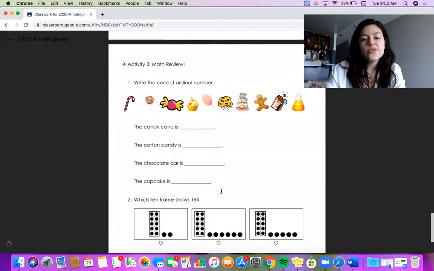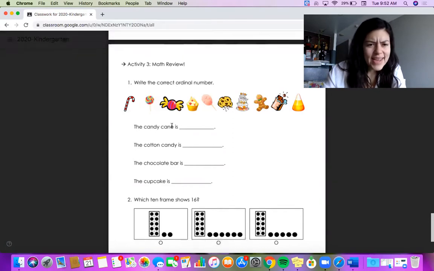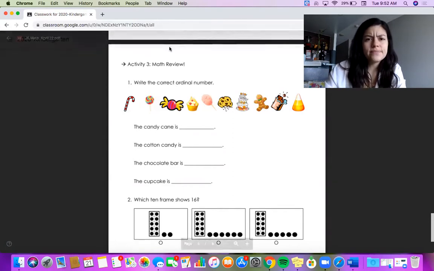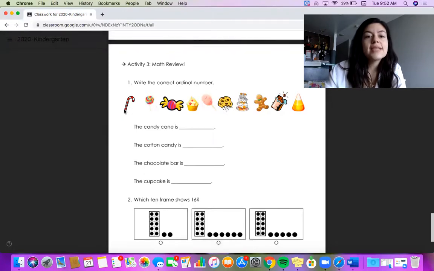And then after that, there's a little quick math review, which will go over ordinal numbers. So for example, this one says, write the correct ordinal number for the sweet thing. The candy cane is, let's see, where's the candy cane? Oh, here's the candy cane. So the candy cane is first.